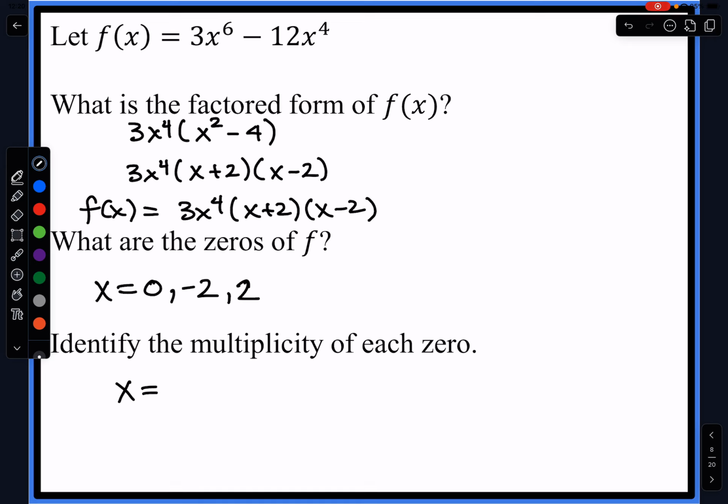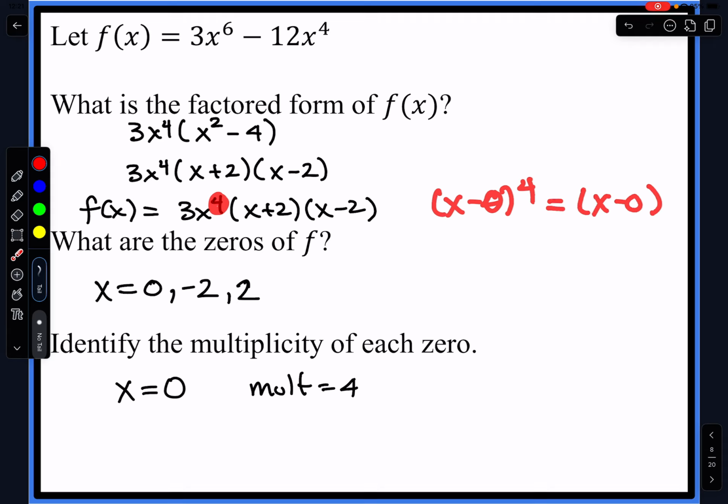Now, what are the respective multiplicities? How many times do we need x to equal 0? Well, we need a total of 4 in this example. So the multiplicity here is 4. And that again correlates to this right there. Since we have x minus 0 to the fourth power, that means we're multiplying 4 of these things.